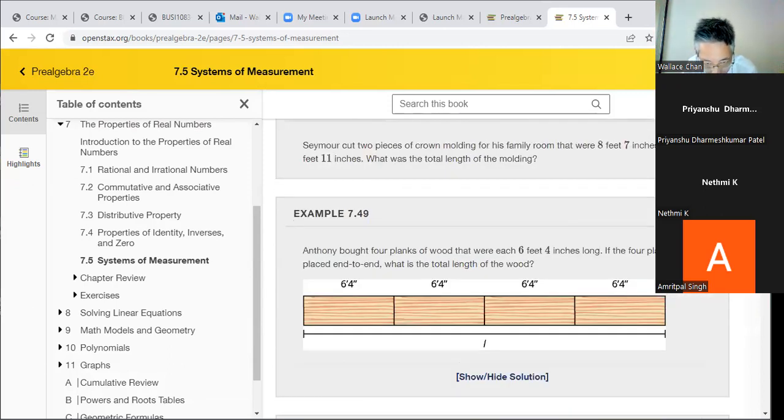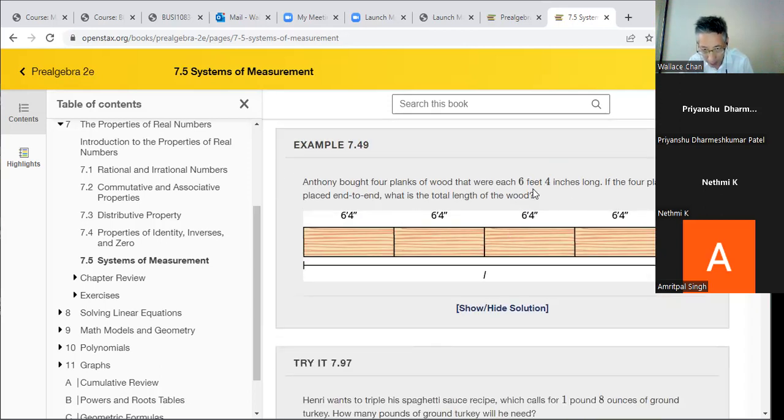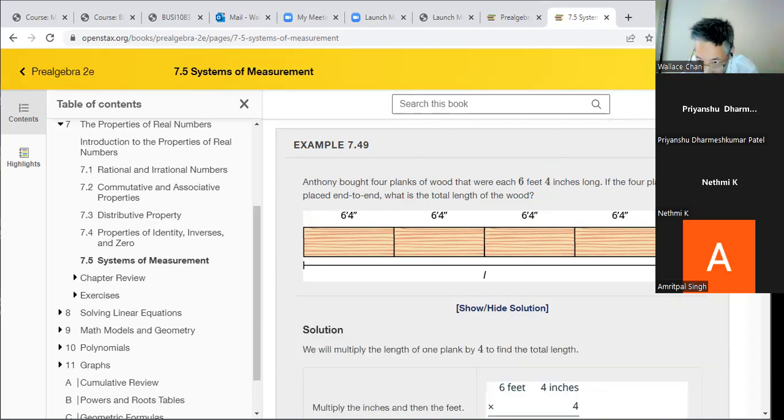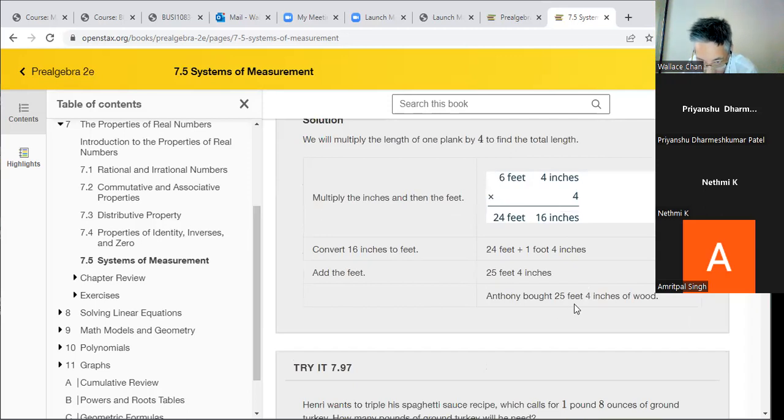Okay. And then Anthony bought 4 planks of wood that were each 6 feet 4 inches long. If the 4 planks are placed end to end, what is the total length of the wood? So basically, you just add them up. But let's not forget, how many inches do we have for 1 foot? I think it's 12, right? So 4 plus 4 plus 4 plus 4 is 16.